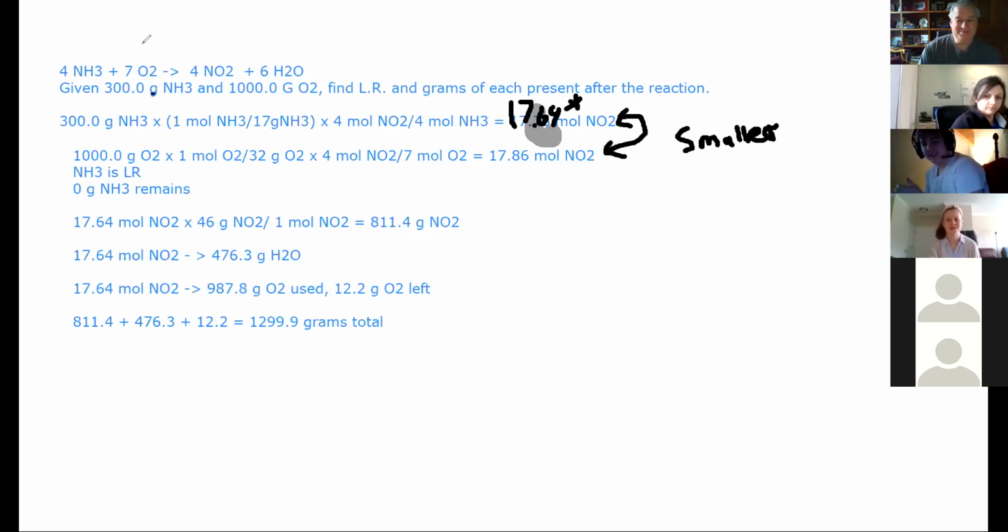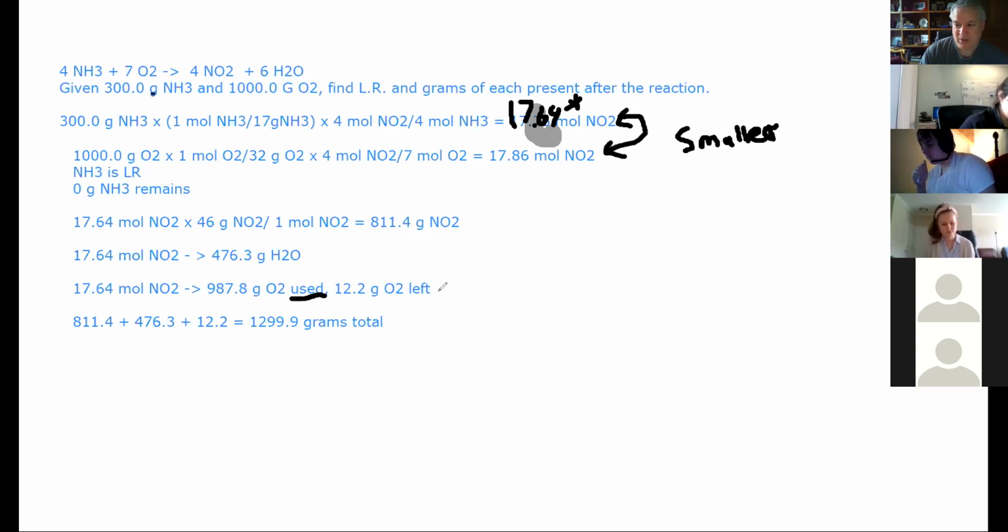It's going away. You guys aren't as good as you were the other day. We'll get better. So it's a reactant, it's going away. When you run through the calculation, what's it telling you? It's telling you how much is used in the reaction. From 17.64 moles of NO2, you get 987.8 grams of O2. Since we started with 1,000 grams, you used up that much. That means you have 12.2 grams of O2 left.